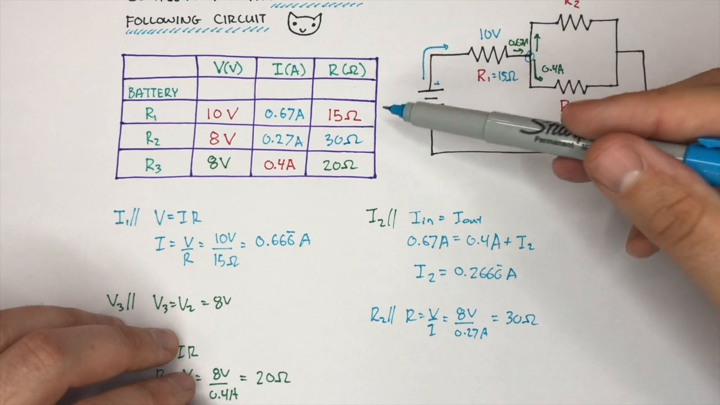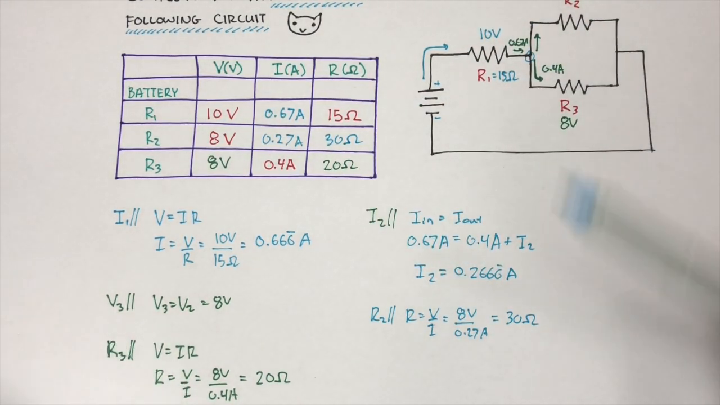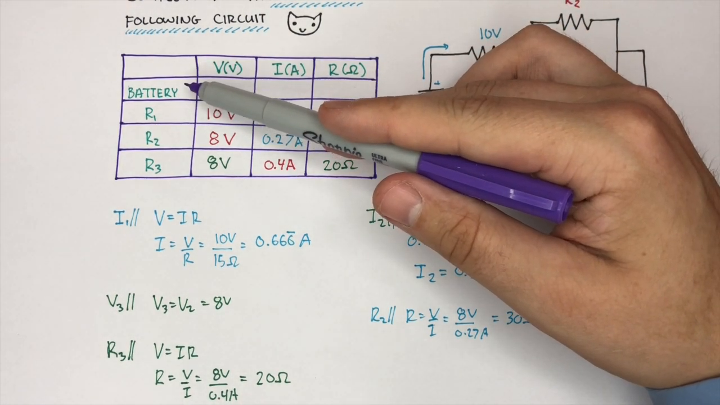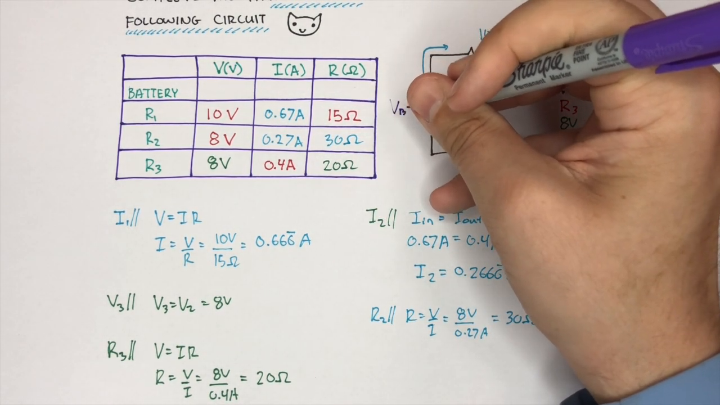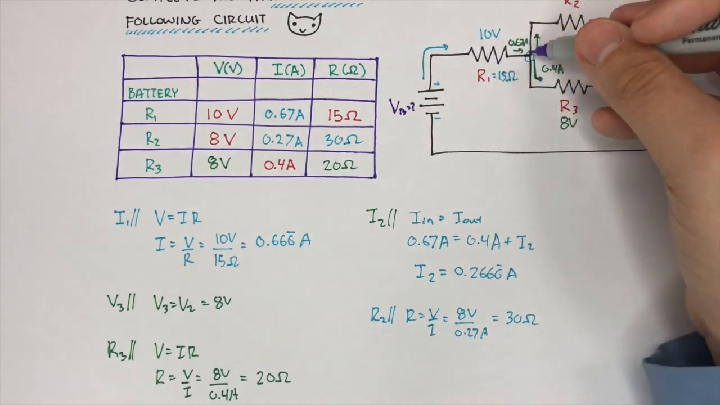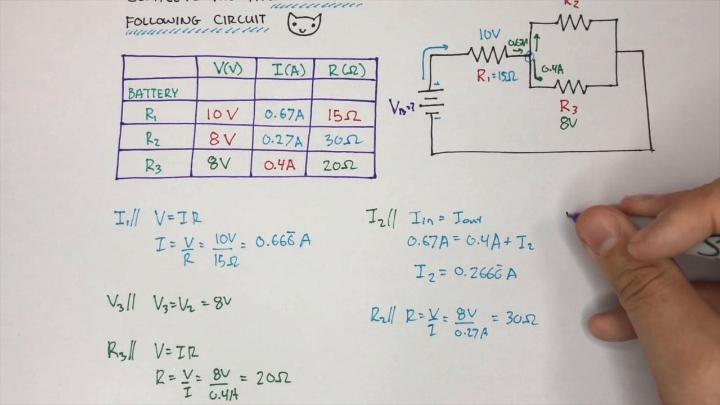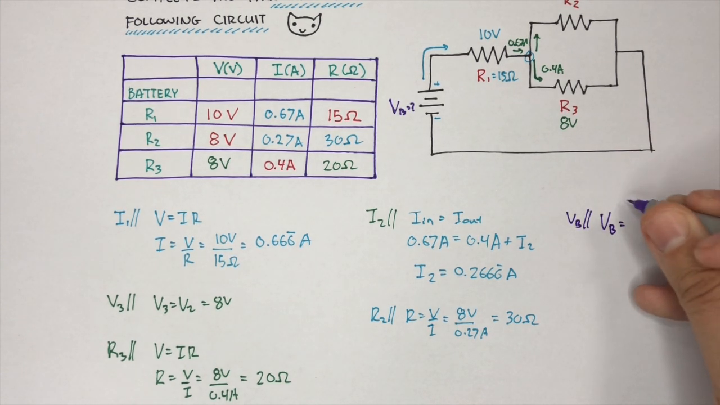Great. We have all the information about R1, R2, and R3. Let's take a look at the battery now. Well, if we're taking a look at the battery, we should be using the loop law. We have some unknown voltage across the battery, but we know that the potential drop or the voltage drop across one loop is going to be equal to 0. So the voltage of the battery, let's find out how to do that.